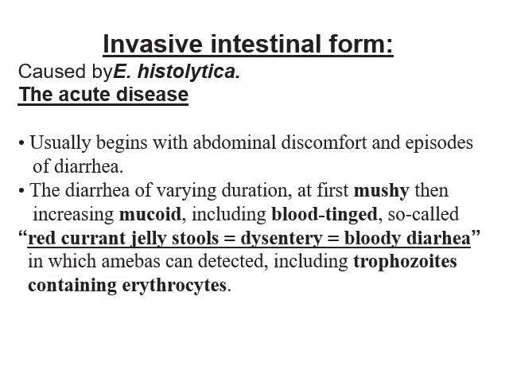In the invasive intestinal form caused by Entamoeba histolytica, we have acute and chronic stages. The acute stage usually begins with abdominal discomfort and an episode of diarrhea. The diarrhea is of varying duration. At first it is mushy, then becomes increasingly mucoid, including blood-tinged, so-called red currant jelly stool, or dysentery, or bloody diarrhea, in which amoebae can be detected, including trophozoites containing erythrocytes.